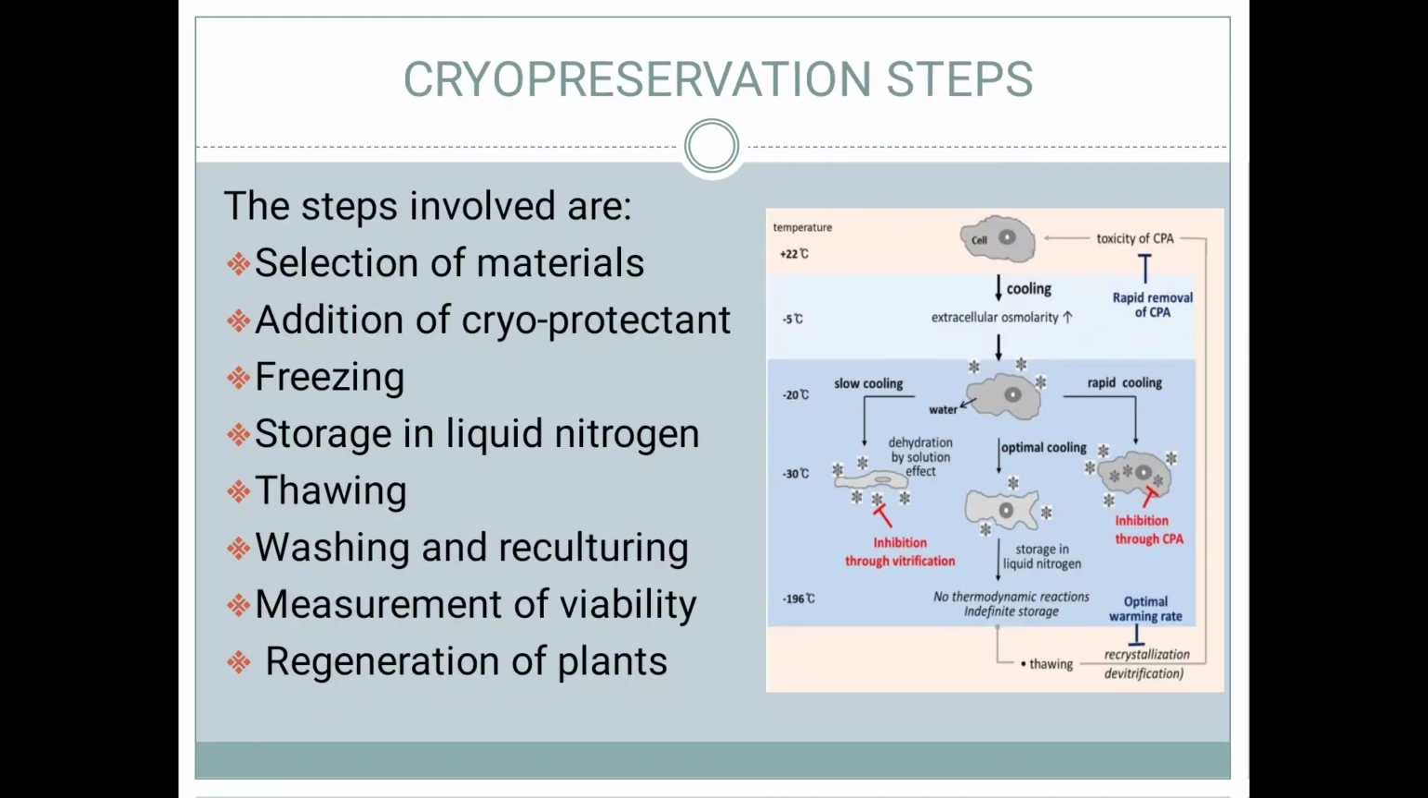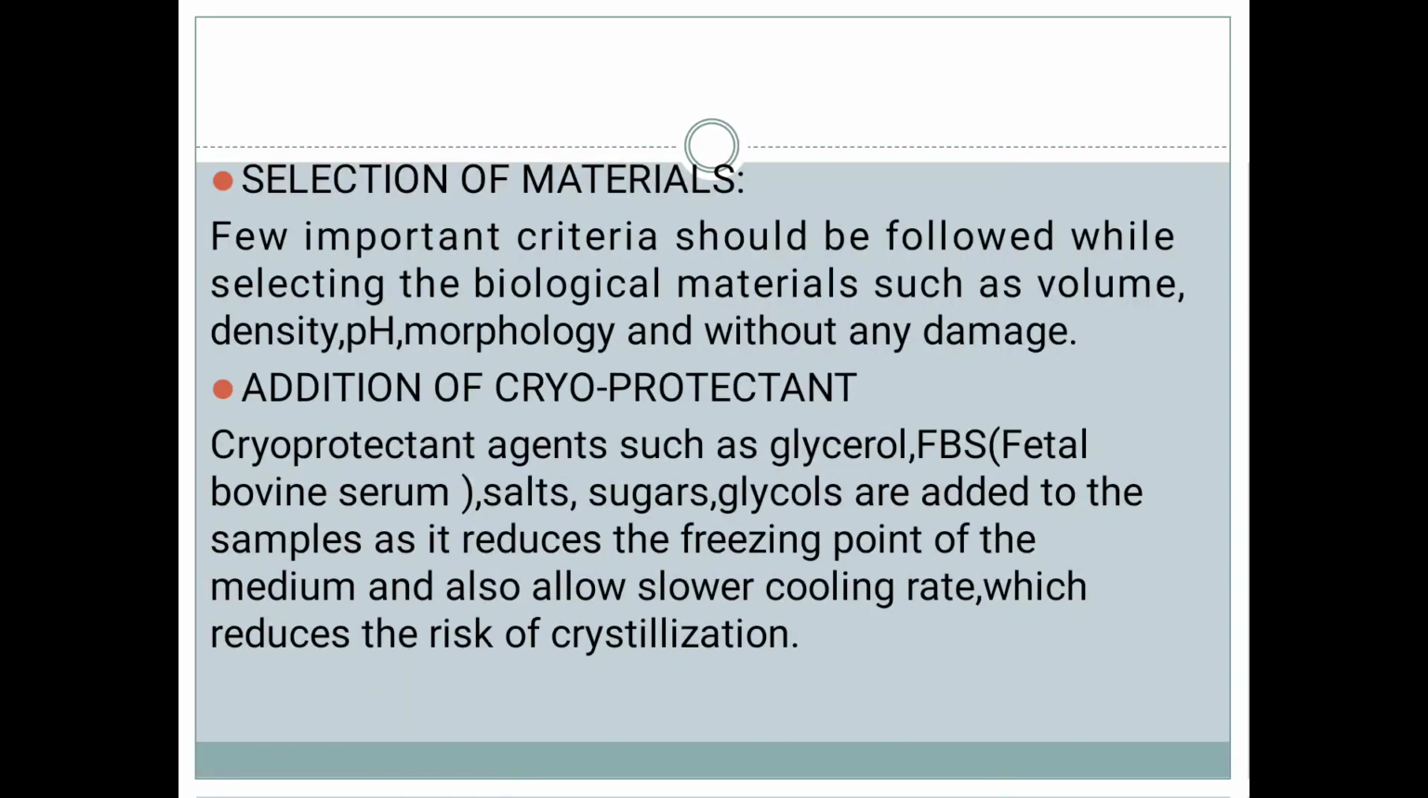The steps involved in cryopreservation are: first, selection of materials; addition of cryoprotectants; freezing; storage in liquid nitrogen; thawing; washing and reculturing; measurement of viability; and regeneration of plants. The first one is the selection of materials. A few important criteria should be followed while selecting the biological materials, such as volume, density, pH, morphology, and absence of any damage.